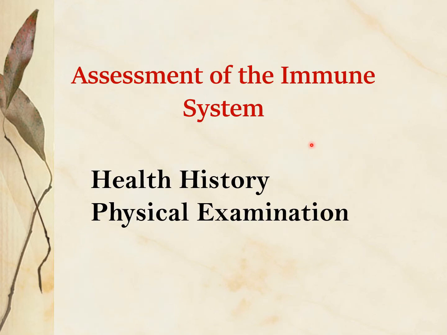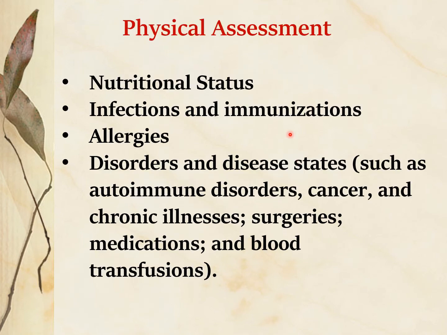Moving on to the assessment of the immune system. Your assessment of the immune system includes the following: the health history and the physical examination. An assessment of the immune function usually begins during the health history and the physical examination. The following are the areas to be assessed during your physical assessment.